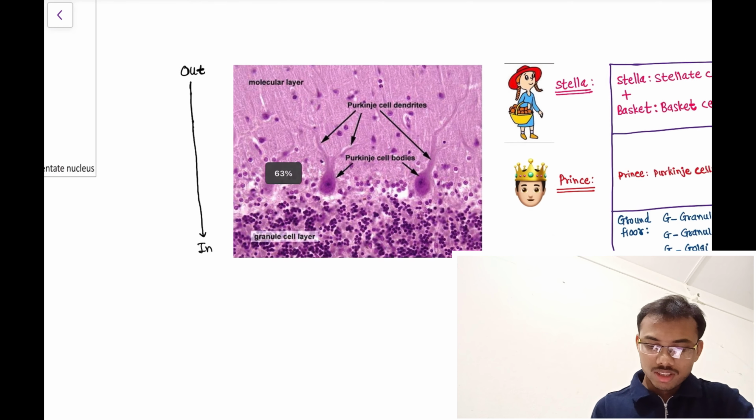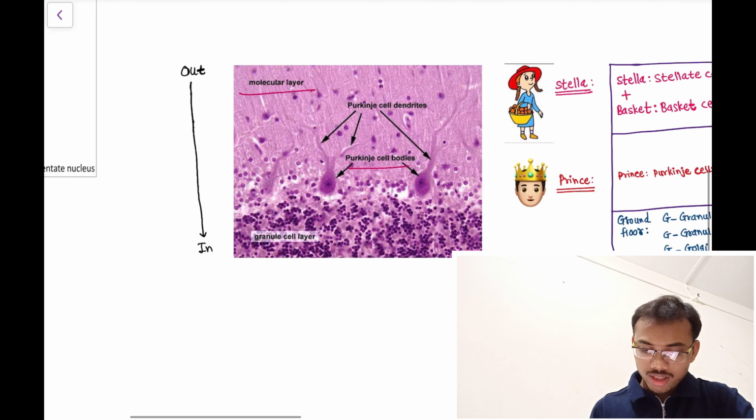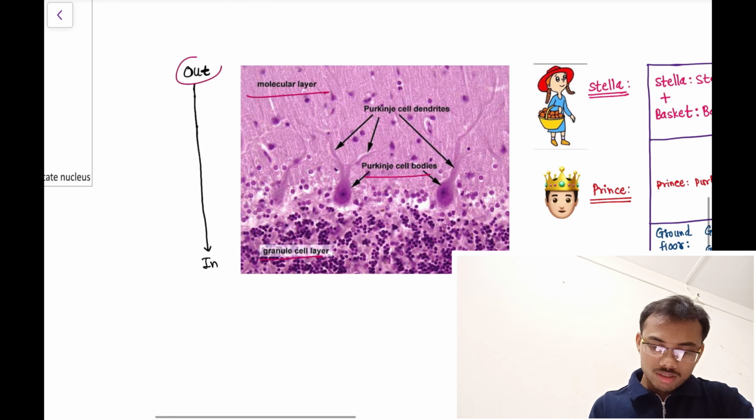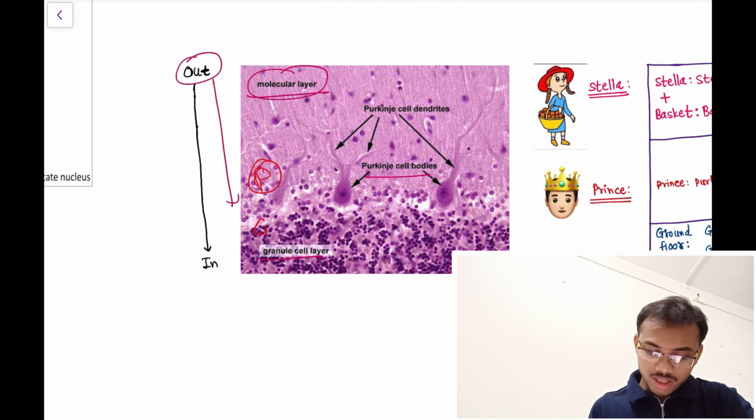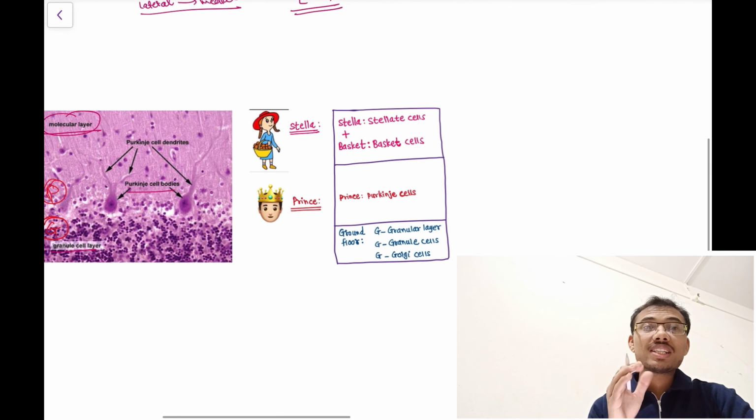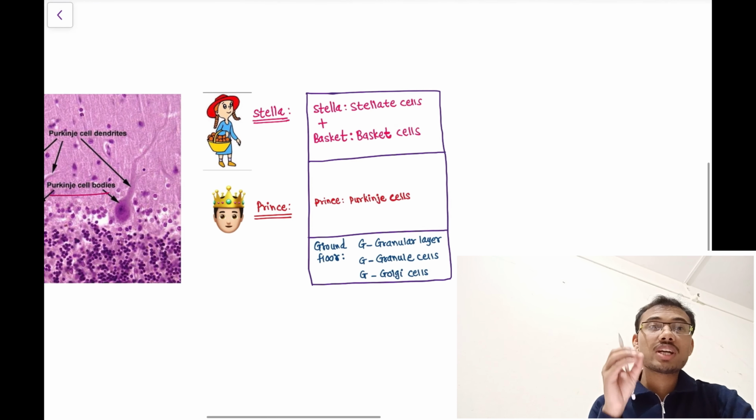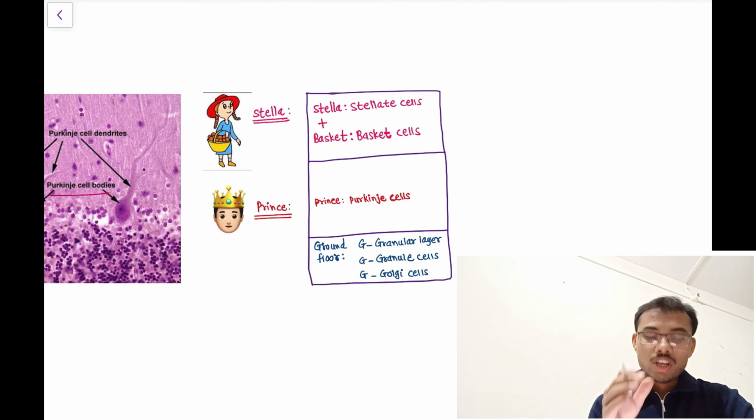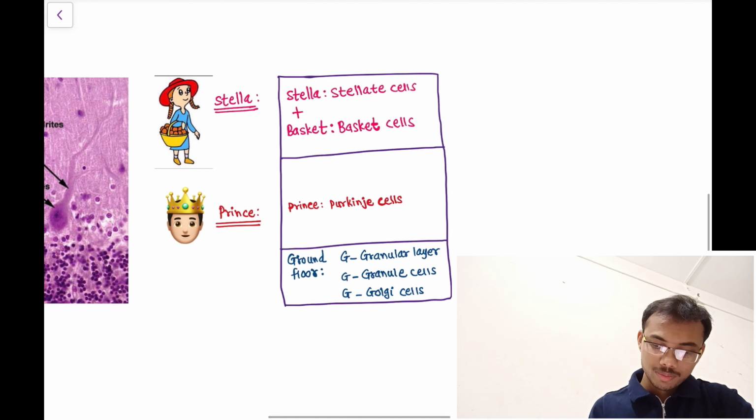Next, now we will see the cortex of the cerebellum, which is divided into three layers: the molecular layer, the Purkinje cell layer, and the granular layer. So from out to in they are the molecular layer, the Purkinje cell layer, and the granular layer. In order to understand the layers and the cells located in those particular layers, we can have this mnemonic here.